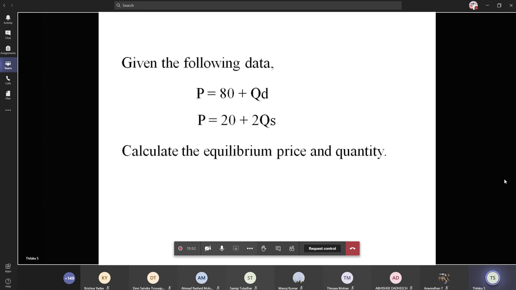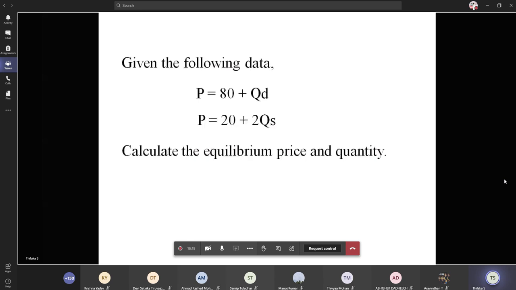Out of these two functions, the term QD refers to the demand function, that is quantity demanded. And the term QS refers to the supply function. So here you have the demand function and the supply function, and you have to calculate the equilibrium price and the quantity from these equations.